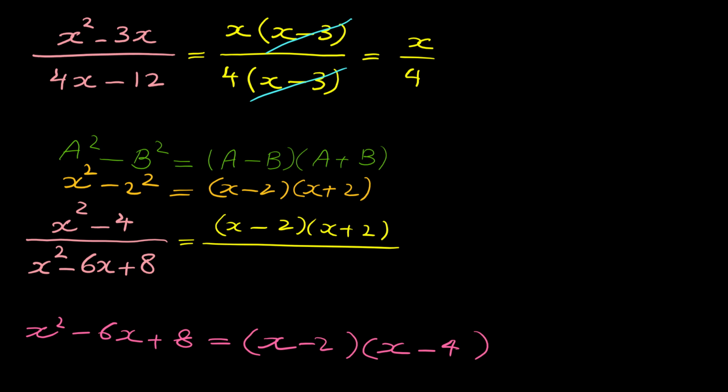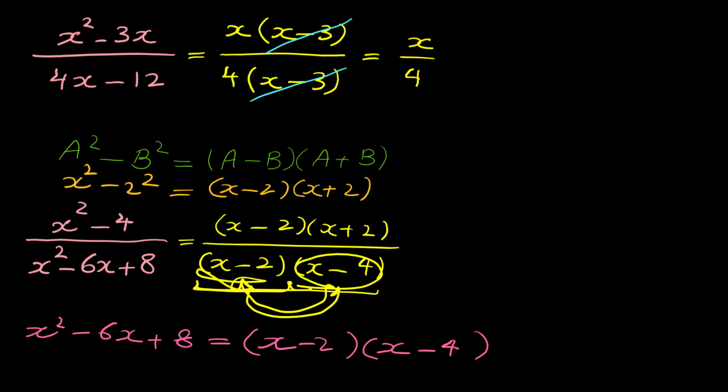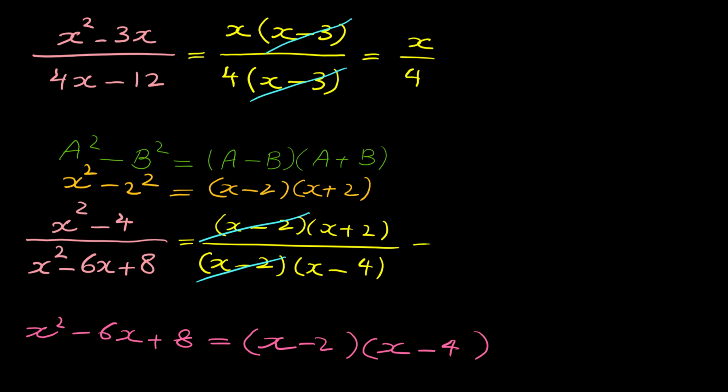So for the denominator, we can factor it in the form of x minus 2 times x minus 4. And attention, the order of writing these brackets doesn't matter. You can put x minus 4 first and then x minus 2, because it's multiplication, and in multiplication, the order of the brackets doesn't matter. Now we cancel the common factor between numerator and denominator, and then the answer is x plus 2 over x minus 4. We cannot simplify this rational expression anymore because we don't have any common factor between numerator and denominator. And this is the final answer for this question.